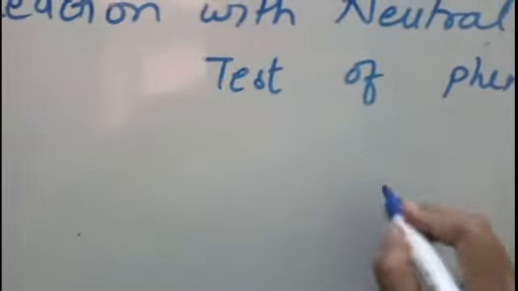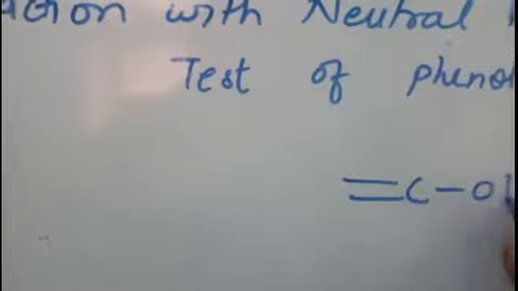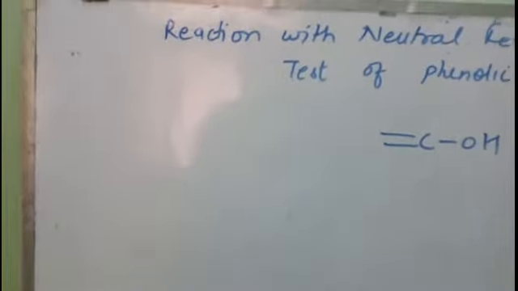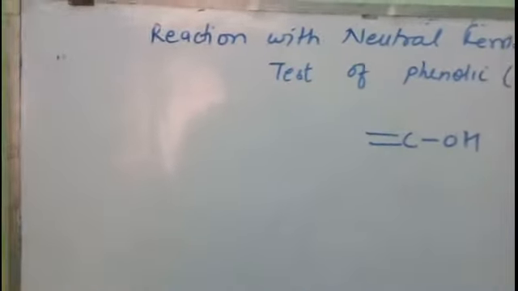What is an enolic group? It is where your hydroxyl group is attached to a double bonded carbon. This is the enolic group, right? So all the compounds which contain this enolic group give this reaction. With neutral ferric chloride, they give a particular color, and we can identify that this group is present.